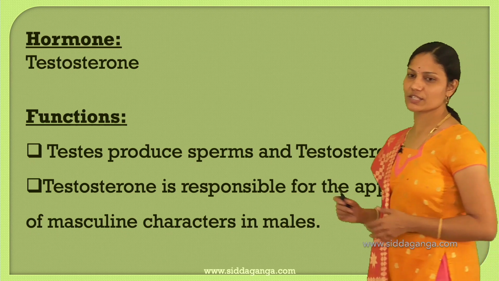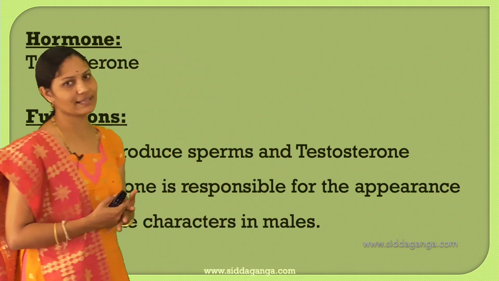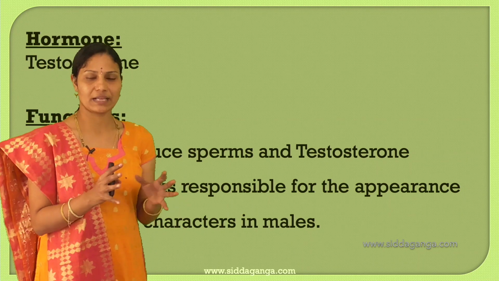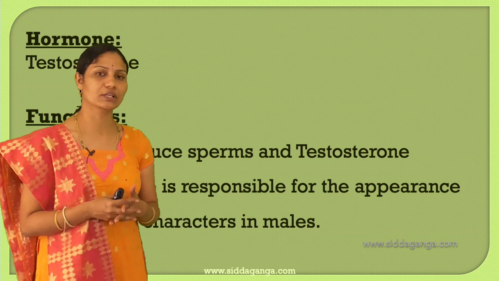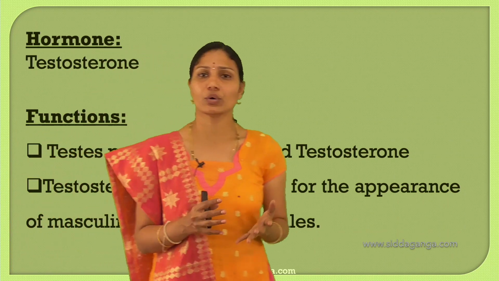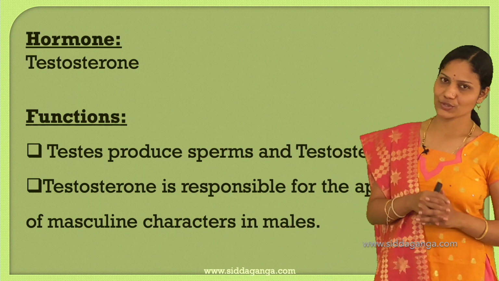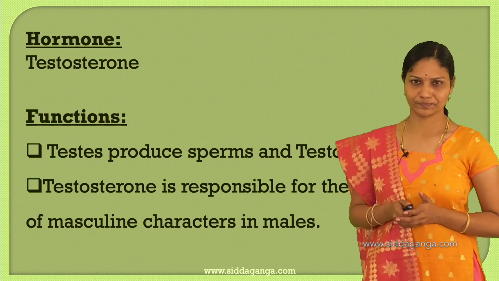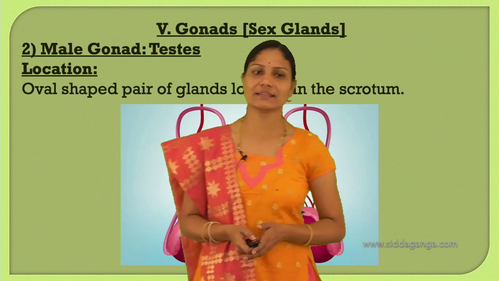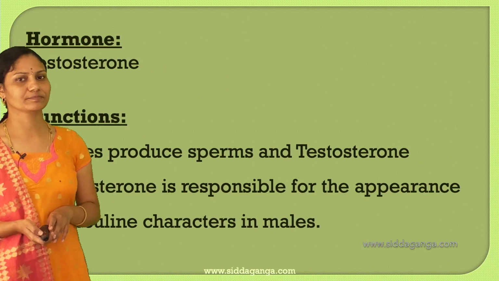Testosterone is the hormone that is responsible for the appearance of masculine characteristics in males. It brings about certain changes in boys after they attain puberty or maturity. And it is also responsible for the development of sex organs. So this is all about estrogen and testosterone. Estrogen in females and testosterone in males. Is this clear to you? Gonads, the sex glands.